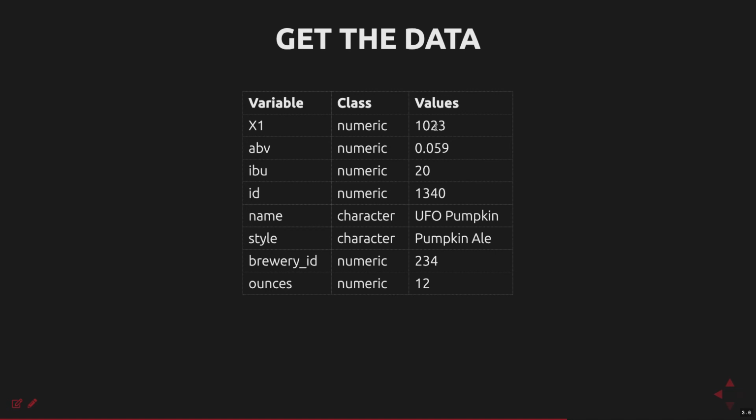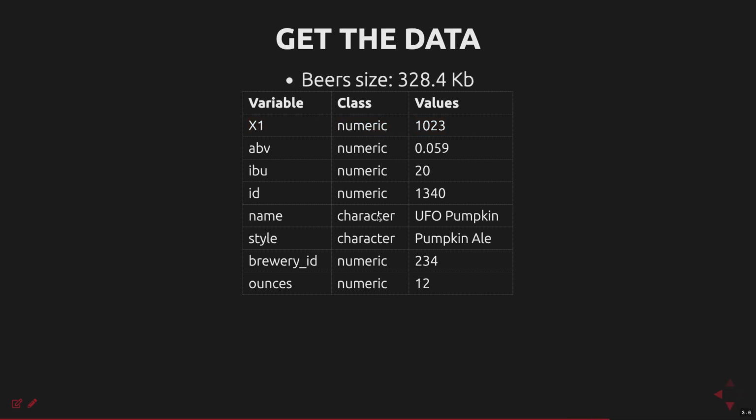So we can see that they're numeric. Again, this one is probably going to be a double or a float. We have characters, and so for example, this is the variable name, so we have the name of the beer. The style, again, is going to be a pumpkin ale. And then we also have, for example, a brewer ID and the number of ounces. And then we have some mystery column here, and we will dive into that shortly.